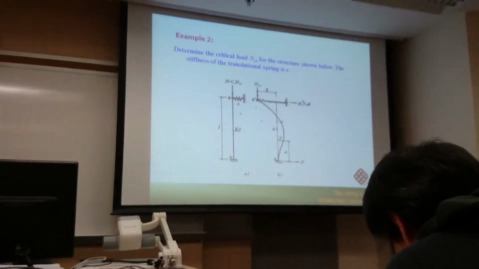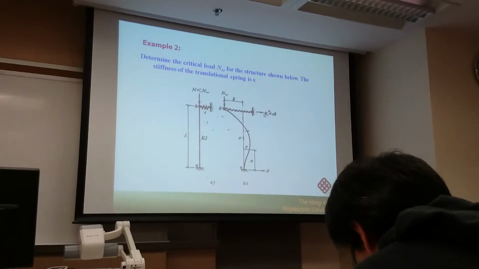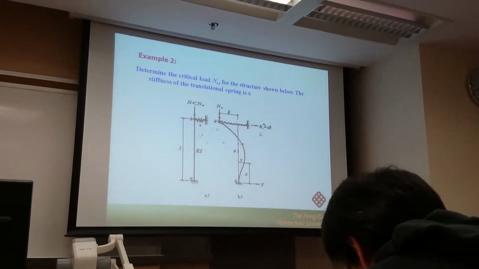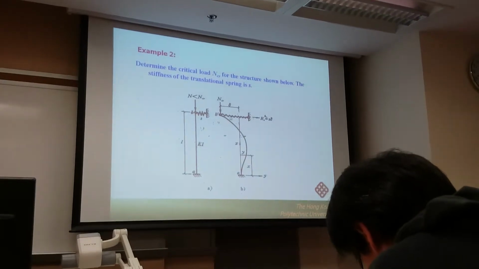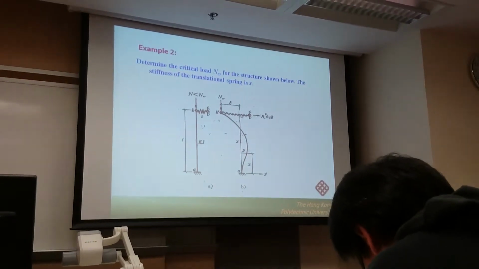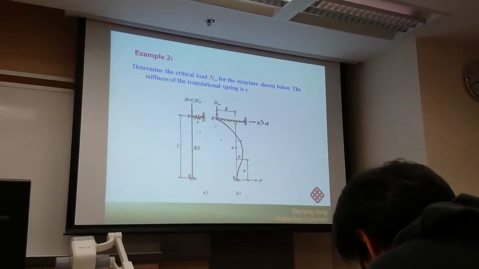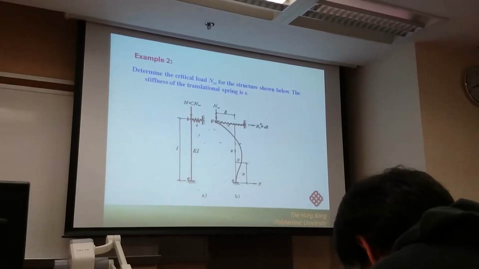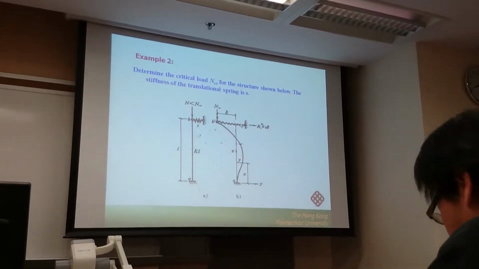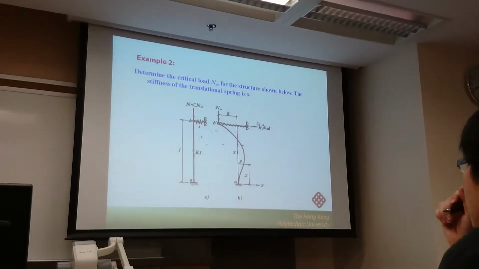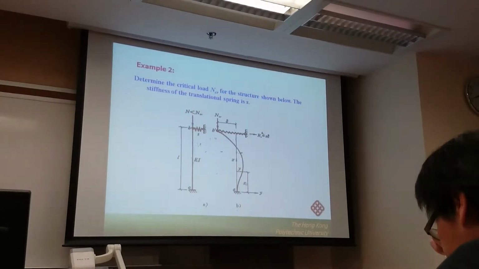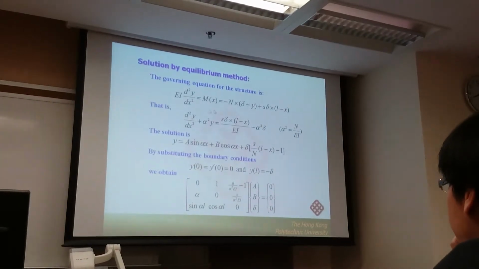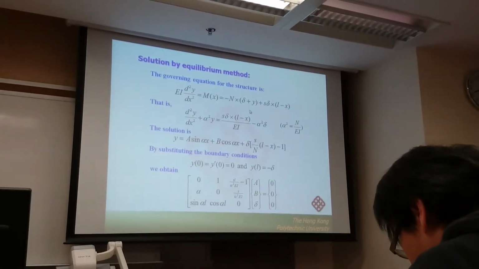So here we cannot take a moment about point A because we don't know the moment at section A. A is a fixed end, so you have to make a judgment on the direction based on the assumption of the displacement of the spring. In this case, we assume the displacement in the leftward direction for the spring, so the reaction force must be in the opposite direction, the rightward direction. Again, we assume the positive response, and this is the equation I provide you.